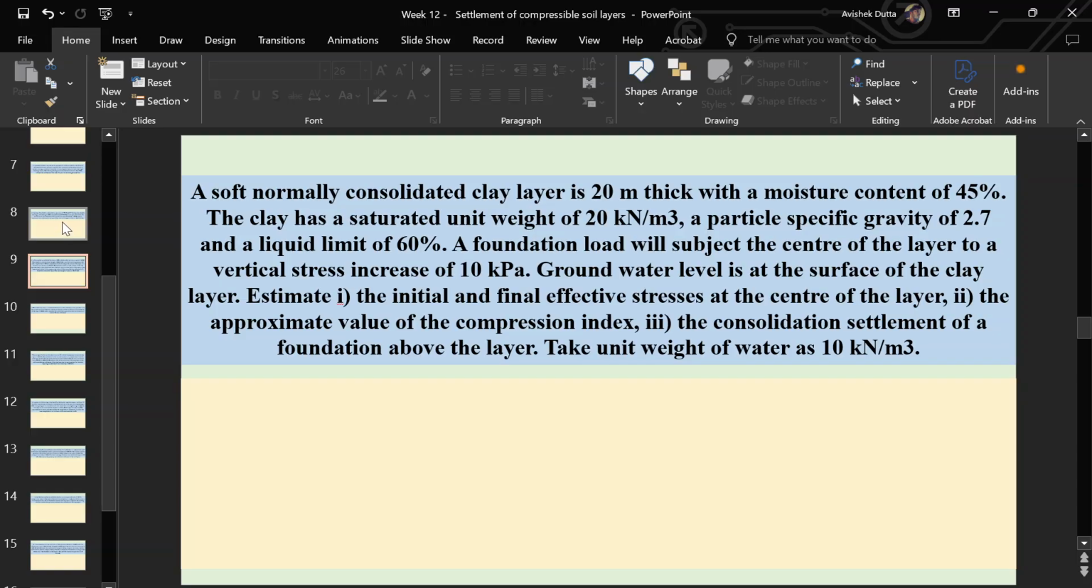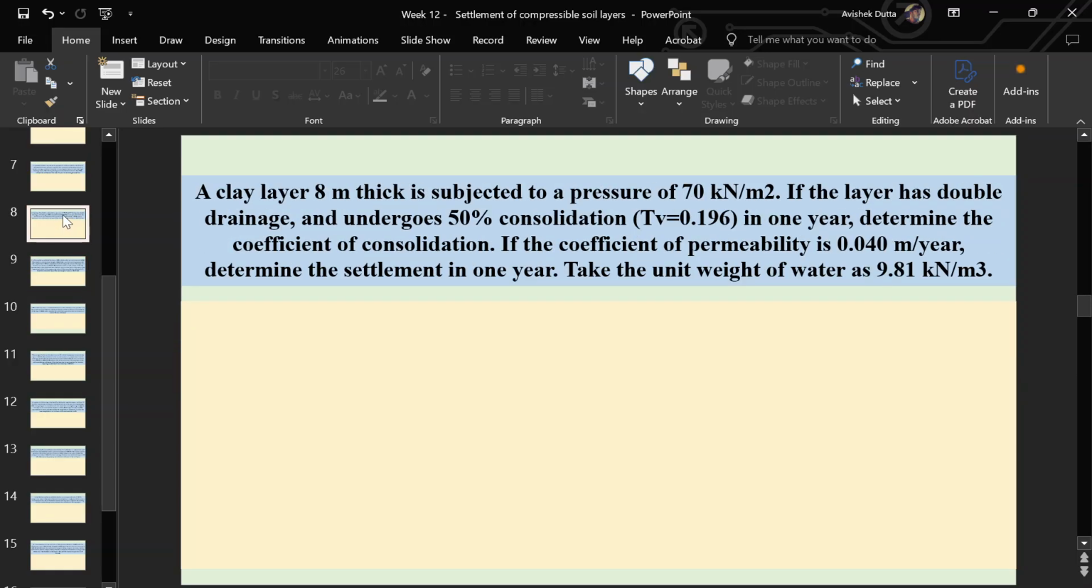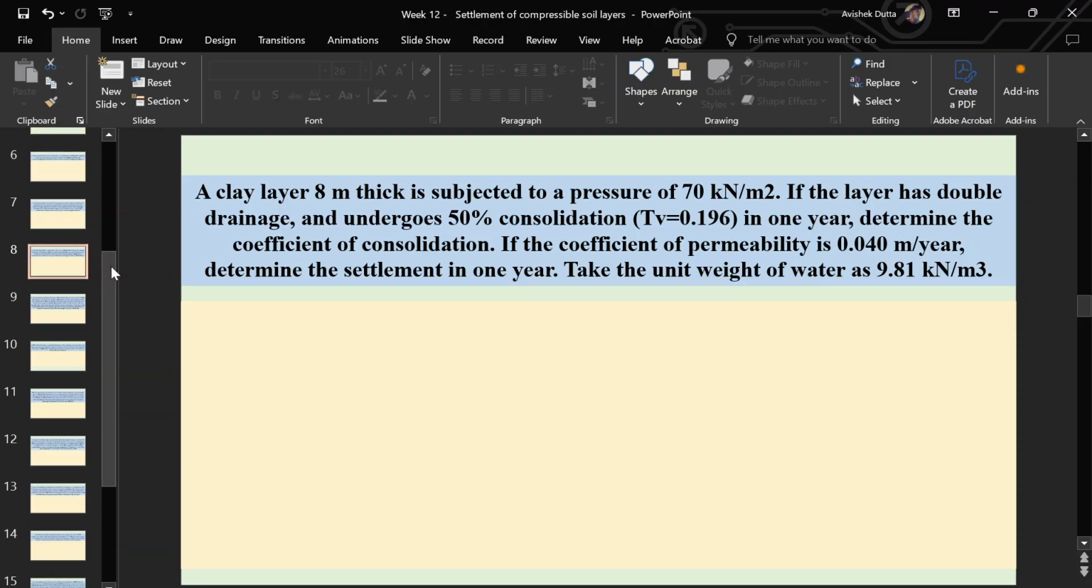Then this was the question previous to that. Clay layer to a pressure of 70, double drainage, 50% consolidation, TB 0.196 in 1 year. Find the coefficient of consolidation, this is CV. Then K is given 0.04 meter per year. Find the settlement in 1 layer. Unit weight 9.81. And previous to this one was this one.